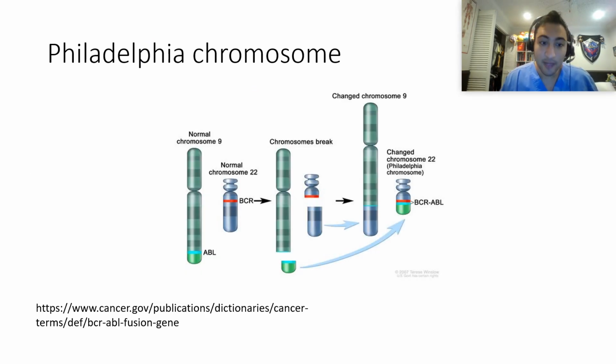And then we have the Philadelphia chromosome, which is a similar story where you have a translocation. This time it's a 9;22. This is the BCR-ABL, and there's an increased risk of chronic myelogenous leukemia, CML. And that's really all I want you to know.